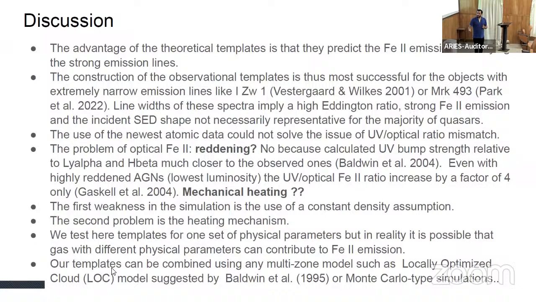Here we have produced templates for many sets of phi and NH, so people can take these and combine them with any multi-zone model to produce observed spectra. One such model is the locally optimized cloud model, the LOC model.